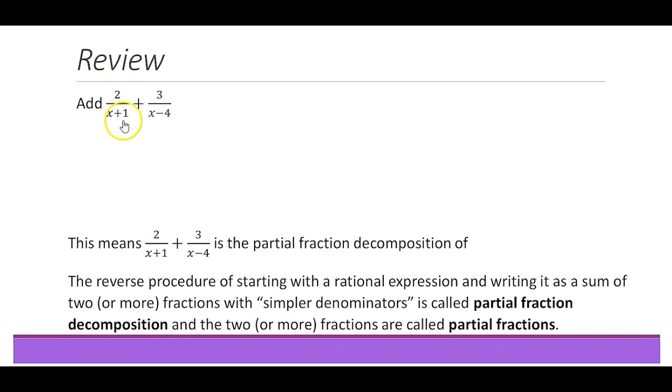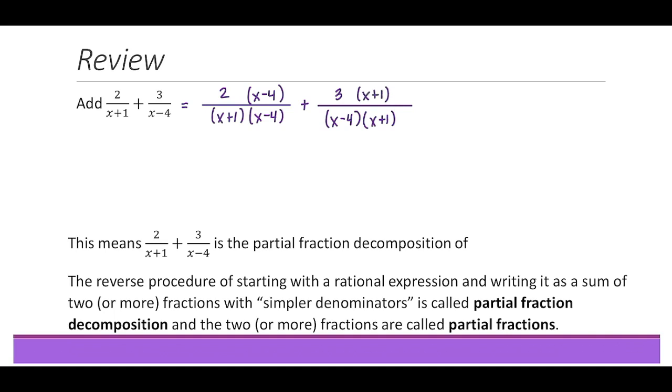So I have 2 over the quantity x plus 1 plus 3 over the quantity x minus 4. To proceed, we're going to need to find the common denominator, which is just the quantity x plus 1 times the quantity x minus 4. So our first fraction is going to be 2 over the quantity x plus 1, and if I multiply the bottom by the quantity x minus 4, I also have to multiply by that on the top. And then we have plus the right fraction, which was 3 over the quantity x minus 4. We'll have to multiply the top and bottom by the quantity x plus 1.